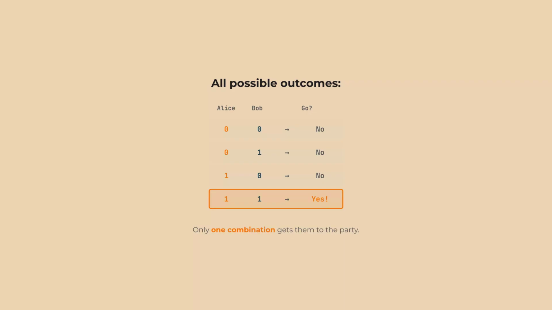Here's the truth table showing all four possible combinations. 0 and 0 gives 0. 0 and 1 gives 0. 1 and 0 gives 0. Only when both Alice and Bob say 1 do we get 1. That's the only combination that gets them to the party.